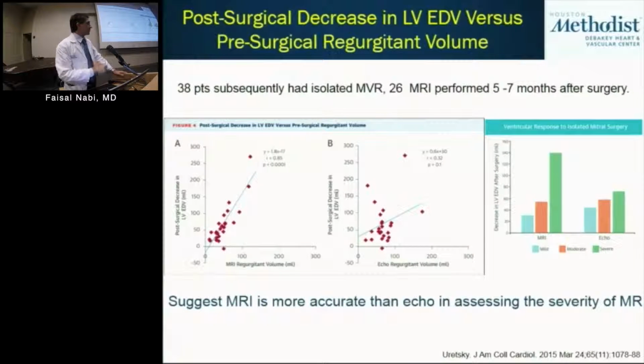Now, yes, I'm sure that this paper does have faults in it. It's a small number of patients, and more importantly, they used PISA, whereas we know there's multiple ways you can accurately identify and quantitate mitral regurgitation.